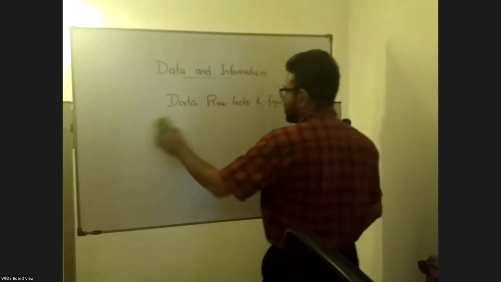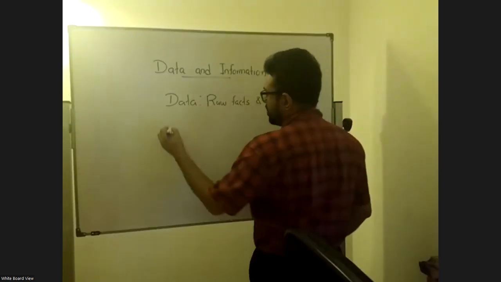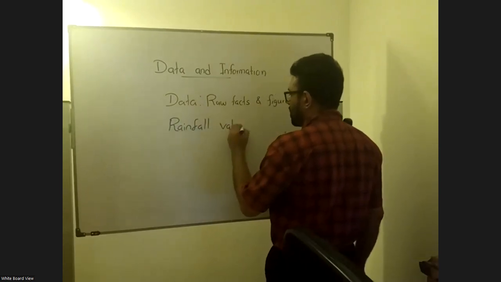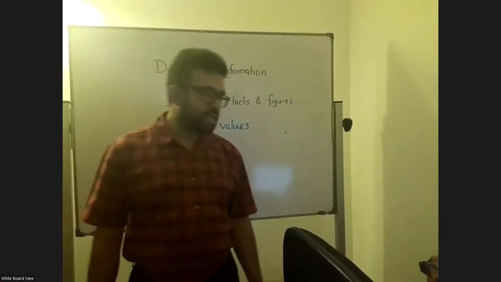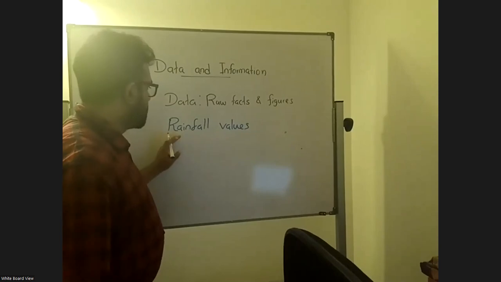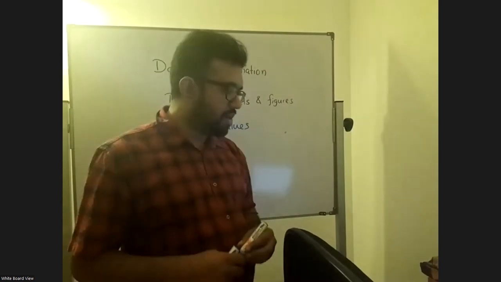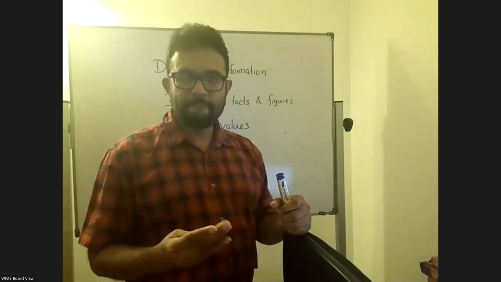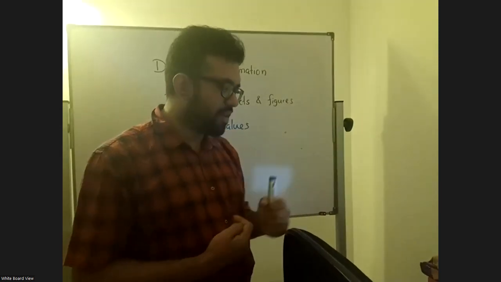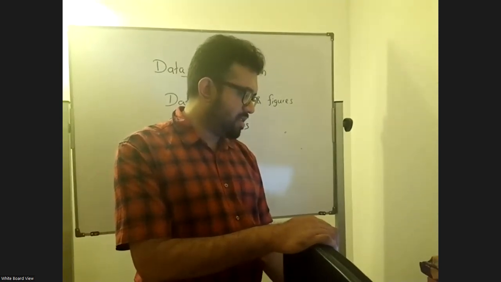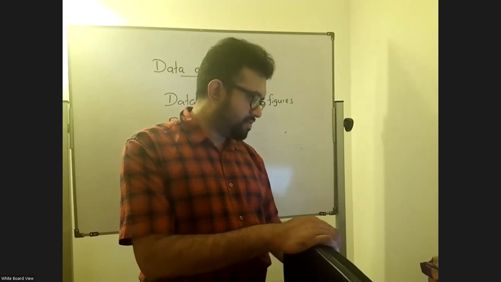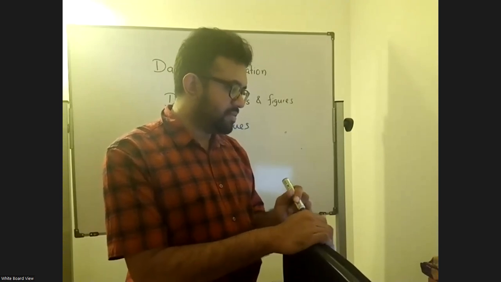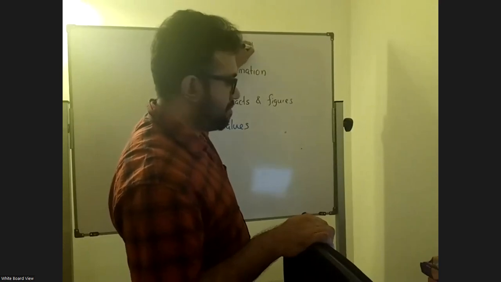Then we come to another one. Then rainfall. Rainfall values. Let's take another one. Now, earlier we took temperature. Now we are taking rainfall. How do you measure the rainfall? Have you seen what we usually measure rainfall in? It is in millimeters, right? Millimeters.